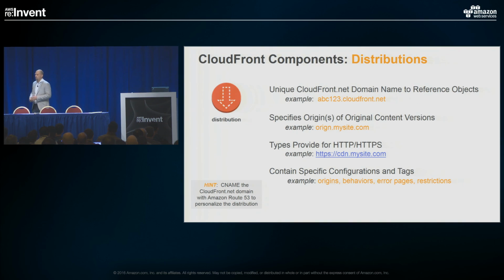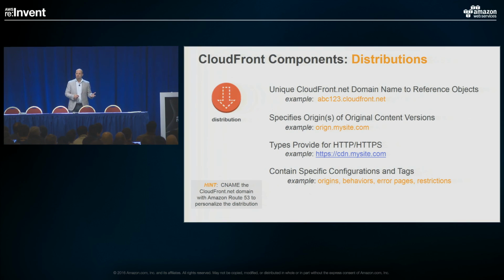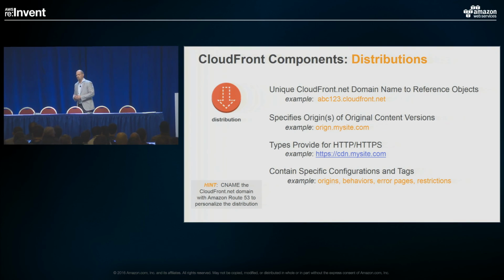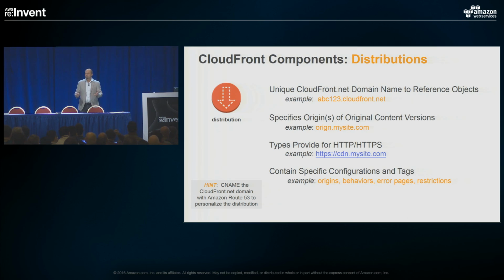So at the highest level, a distribution. So what is a distribution? A distribution is really the instantiation of CloudFront. And a distribution essentially is a pointer to the original content that you're hosting, either in an AWS origin or in your own custom origin that may be located in your corporate data center. Every single CloudFront distribution has a domain name that's assigned to it. It's usually an alphanumeric like abc123.cloudfront.net, and that's used to reference the files that we're going to cache or we're going to serve.